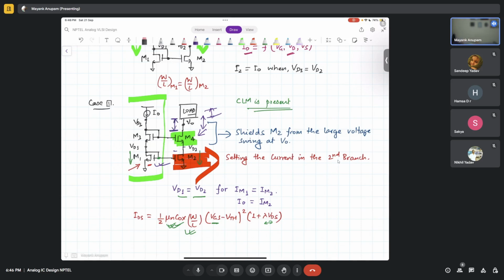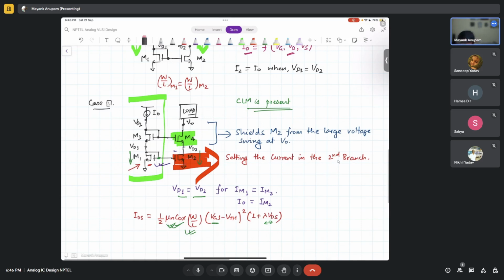Mayank, M4, can you explain once again this one? Yeah, let me finish it, and then you can tell me again if you didn't understand. Okay, let me repeat what I'm saying.